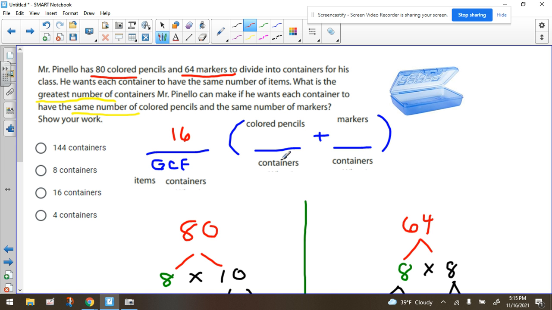If you do feel that we need to distribute, just remember you want to figure out 16 times what is going to be the 80 colored pencils, and 16 times what would be the 64 markers, if you feel that there's a need to distribute this to get the answer. All right, but read it super carefully. All right, good luck finishing this up.